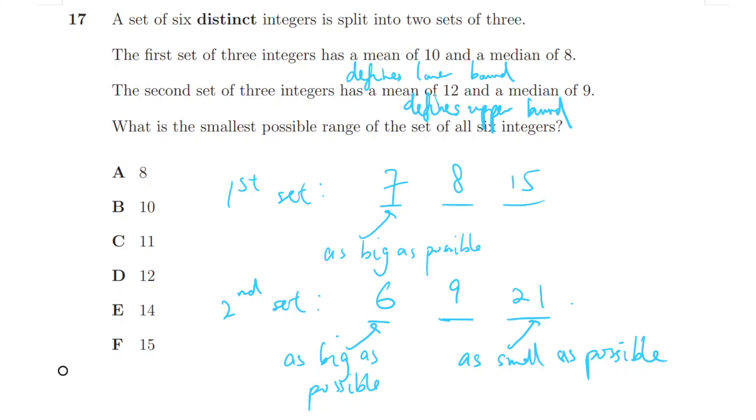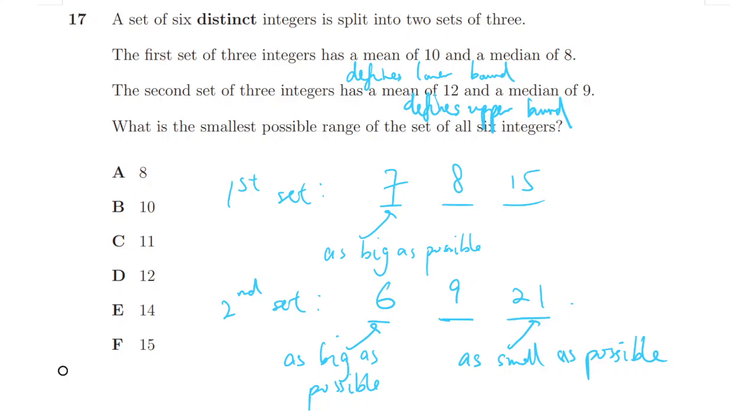All right. Good. So by doing these 2 sets, what's my range? My range is 15: 21 minus 6 is 15. Okay, so is this the smallest range at all? Let's have a think.